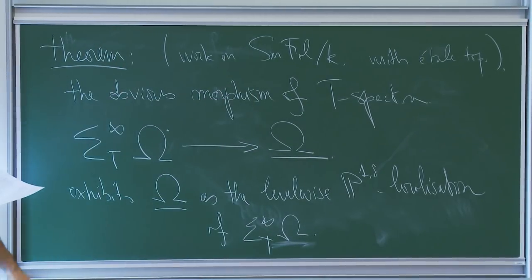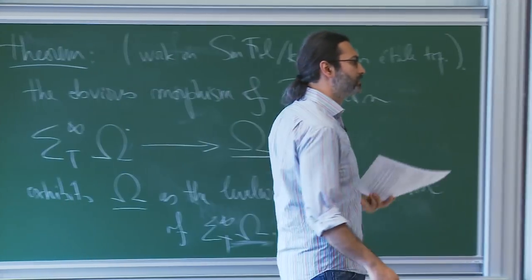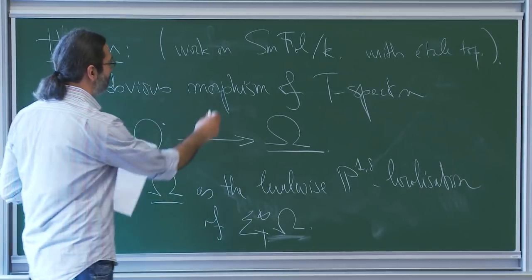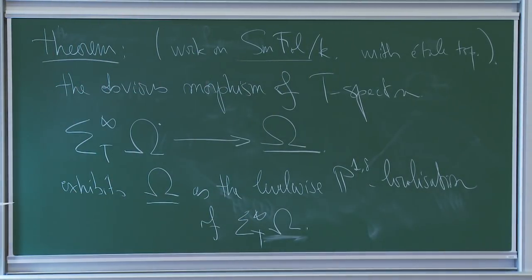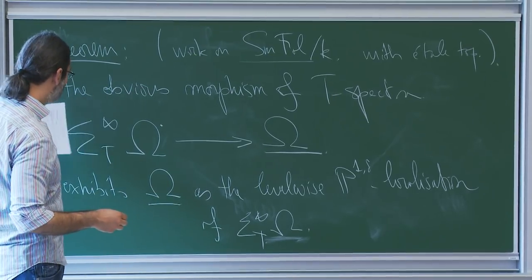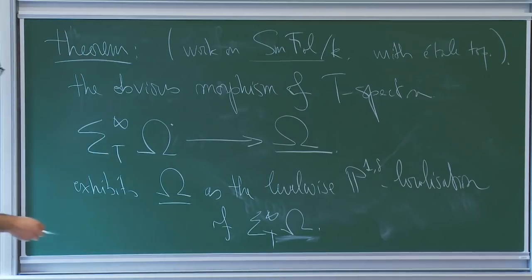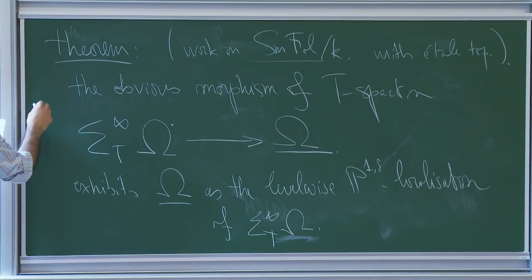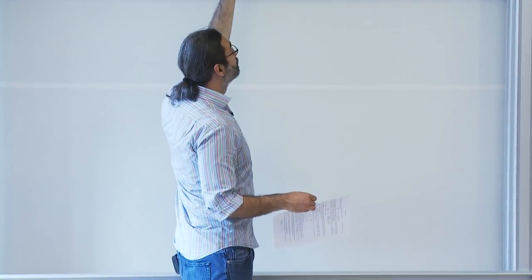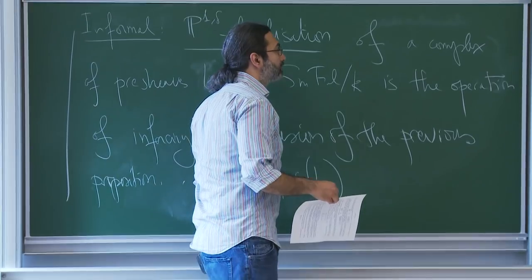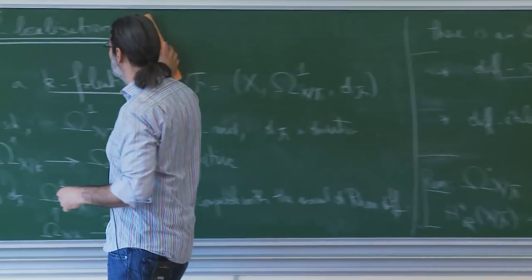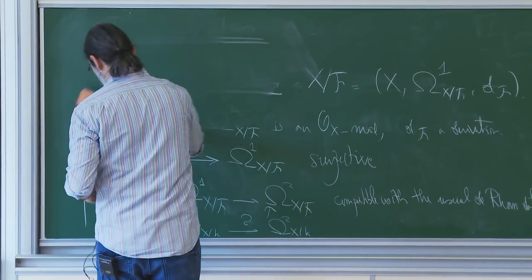Said differently, these omegas are already the extension to foliations. If I try to impose these properties level-wise on this T-spectrum, I just get this one here. The first time I saw this, I was kind of surprised. Now I'm a bit less surprised, but I still think it's a nice statement.